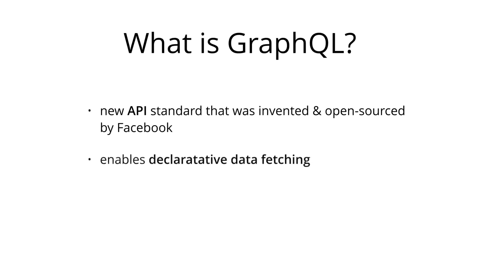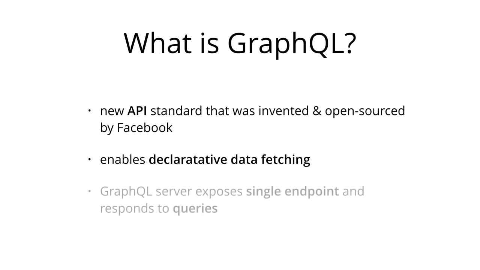At its core, GraphQL enables declarative data fetching, where a client can specify exactly what data it needs from an API. Instead of multiple endpoints that return fixed data structures, a GraphQL server only exposes a single endpoint and responds with precisely the data that a client asked for.